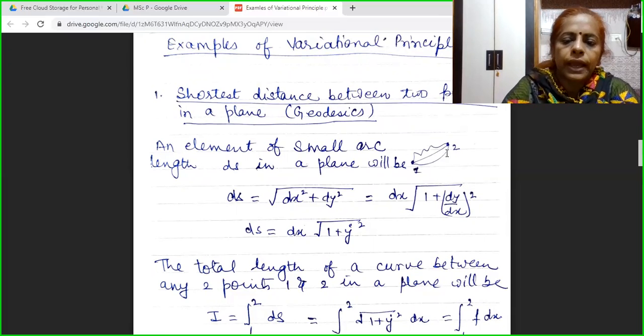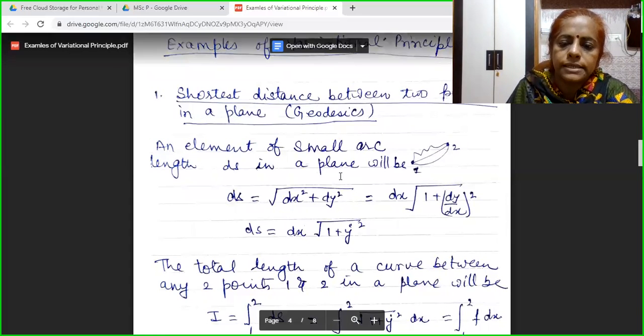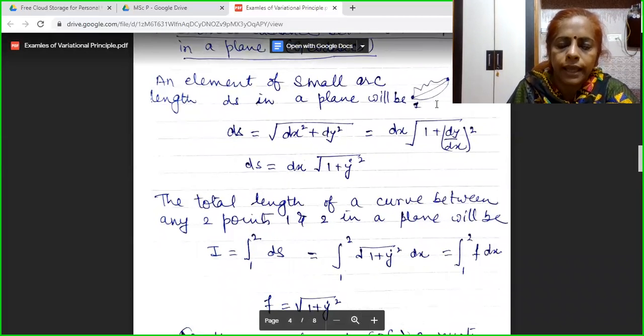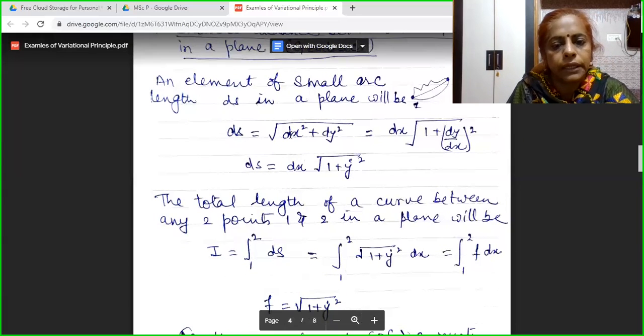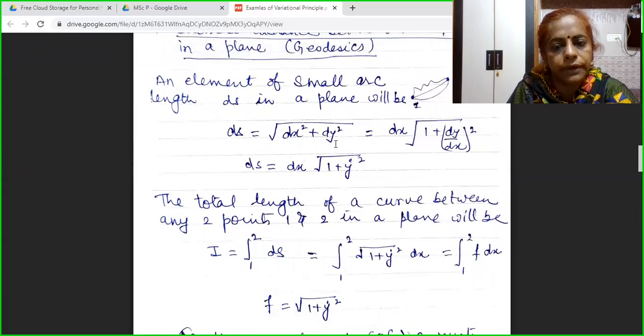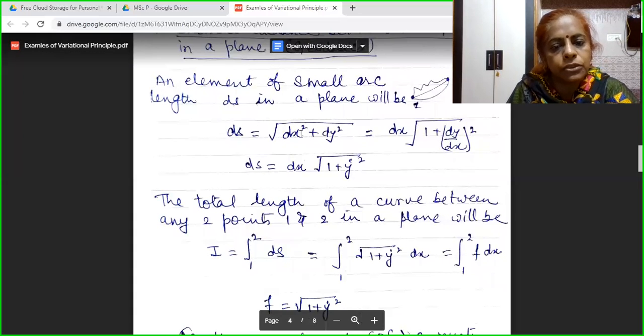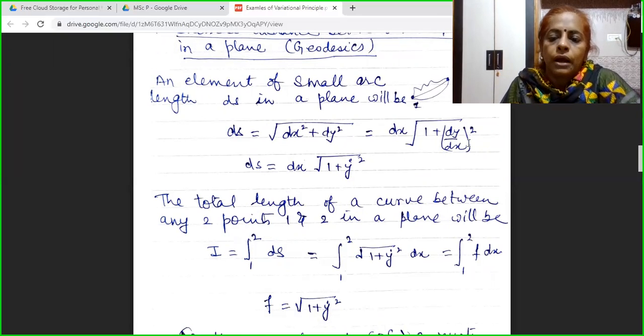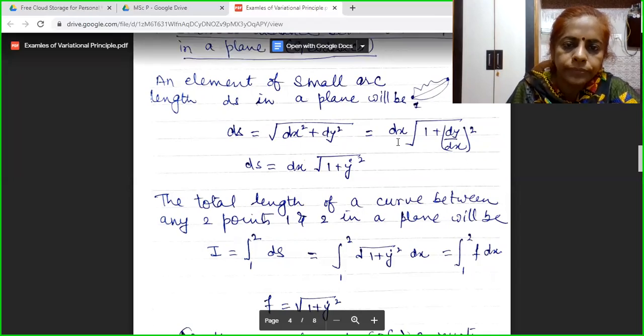For this purpose, I am taking a small arc of length ds, and what is ds? Since we are in the xy plane, ds will be under root dx square plus dy square. This will be the length of this small arc ds. I am taking dx common. So taking dx common, it will become 1 plus dy by dx whole square. Why am I taking dx common?